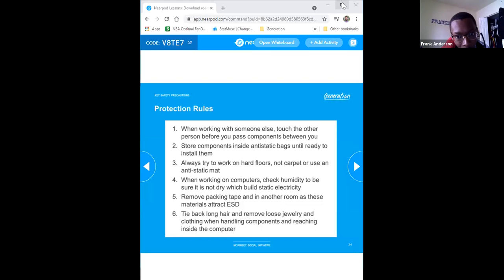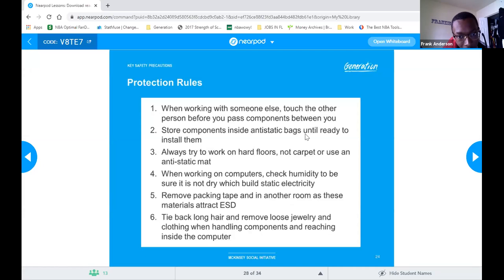Back long hair and remove loose jewelry and clothing when handling components and reaching inside the computer. That doesn't affect me with the hair, but yes, we don't want to have that causing any issues. Plus you typically would take off any loose jewelry as well before you start. So just kind of things that you'll do before we dive in.